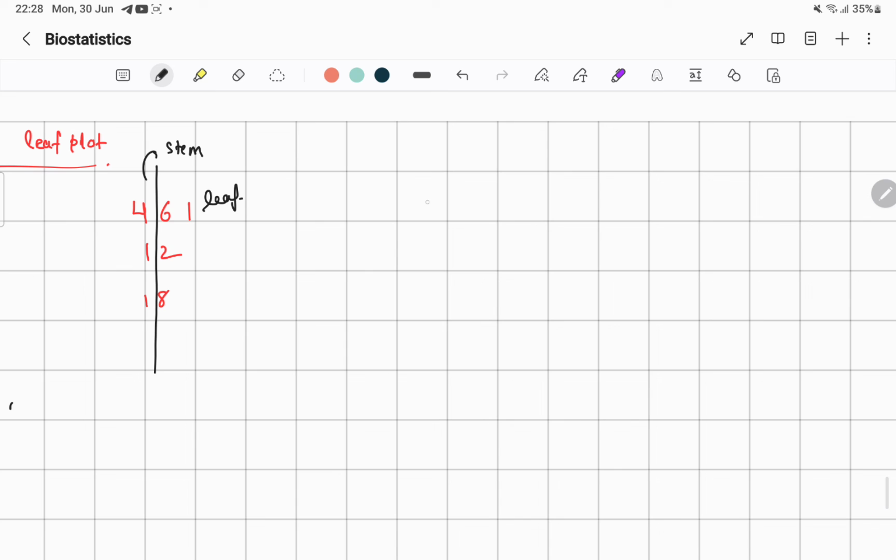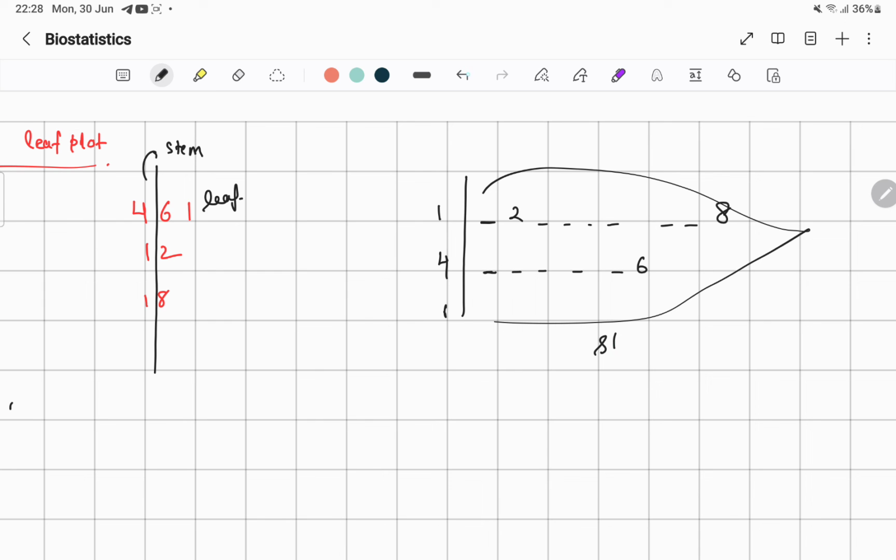Okay, so how will you represent? For 1, 4: 1 is not there, so blank. 2 is there. Okay, 4 means 1 is not there, 2 is not there, 3, 4, 5, 6 is there, right? And 18, 1, this is not there, 8 is there. So this is the stem and leaf plot. This is the leaf, and this is the stem. Okay, this is the stem and leaf plot.